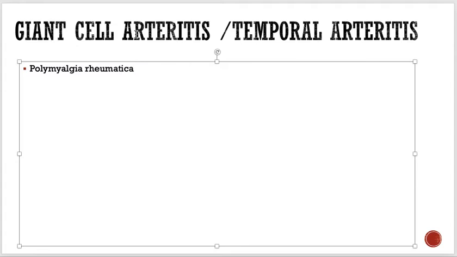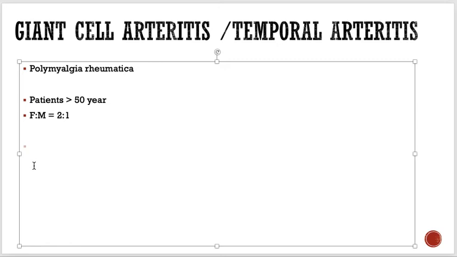Now, what happens in GCA is, the importance of GCA: it is the most frequent type of vasculitis in North America. That's why it is important. Patients are more than 50 years of age, and the female to male ratio is 2:1. So I'm talking about these two, they have almost the same thing. Remember, it affects the extracranial arteries.